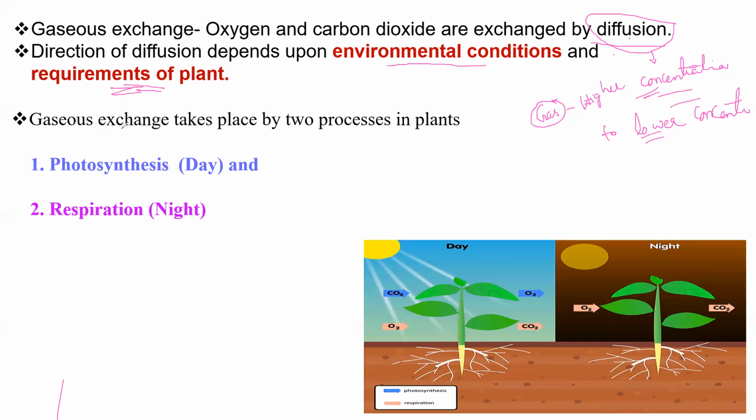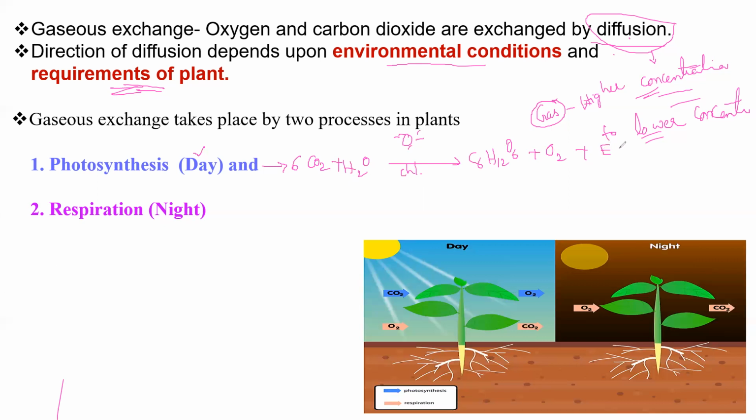Okay, now see, gas exchange takes place by two processes in plants. This is the main respiration in plants, how the gases exchange. In the photosynthesis process during the day, carbon dioxide and water in presence of sunlight and chlorophyll produce C6H12O6, glucose, plus oxygen plus water.